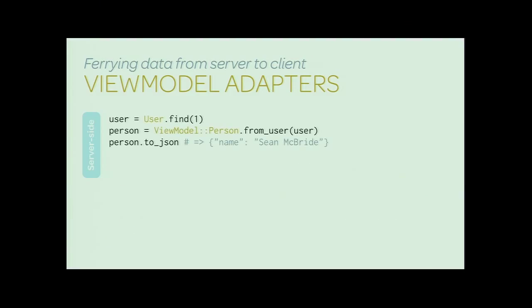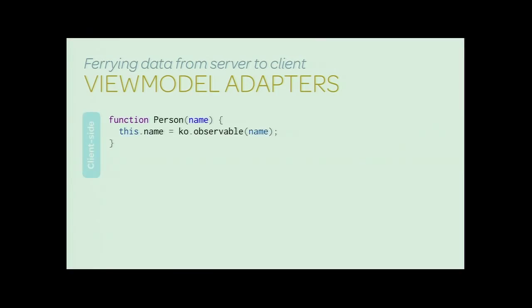So if we look at the code to get that together, we get a particular user record, and then we pass that into this view model adapter, and we get an instance of that. And if we convert that to JSON, it basically just serializes itself into here are the properties and the values that are going to be necessary in order to initialize a view model of that type with that person's data on the client. And from there, we can send that over to the client.